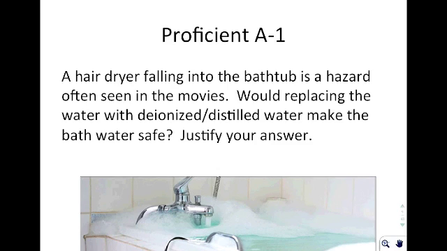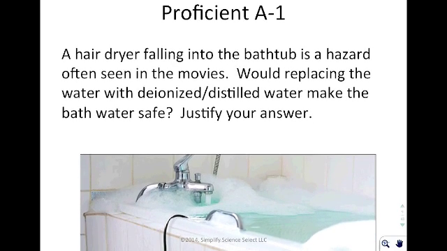So as an example, it says a hair dryer falling into the bathtub is a hazard often seen in movies. Would replacing the water with deionized distilled water make the bath water safe? Justify your answer. So there's kind of a two-pronged answer here. The first one is that obviously yes, it would make it much safer, because deionized or distilled water does not conduct electricity.